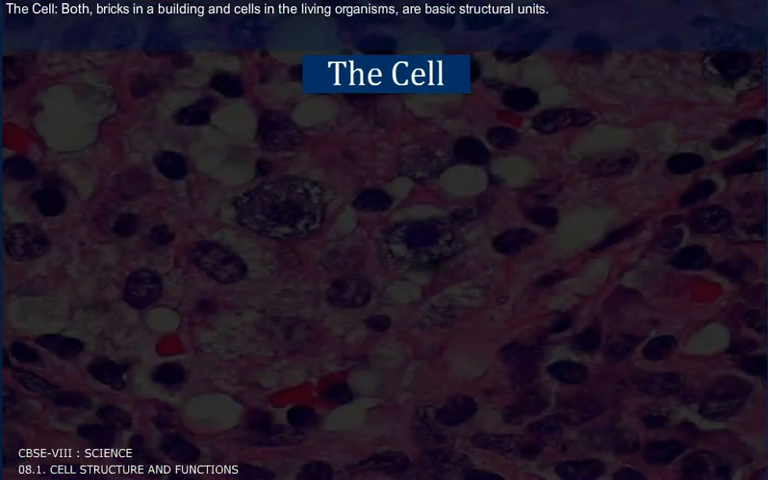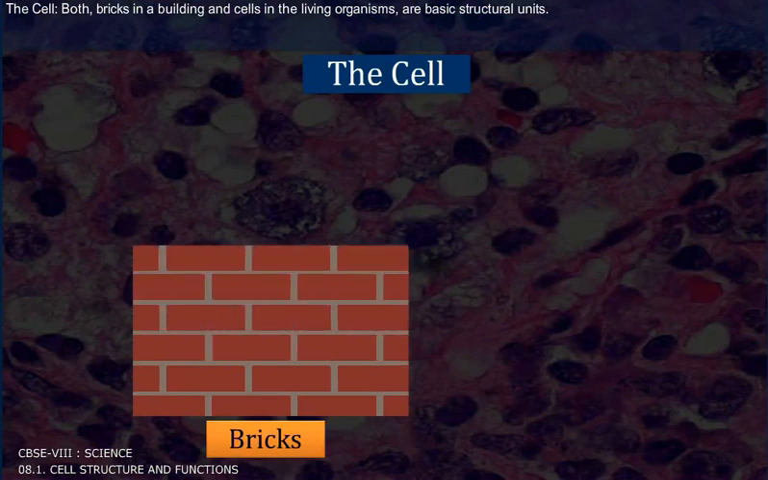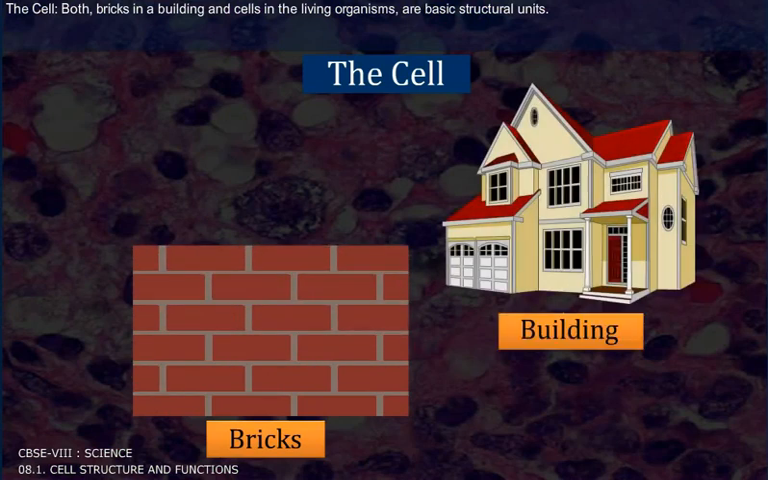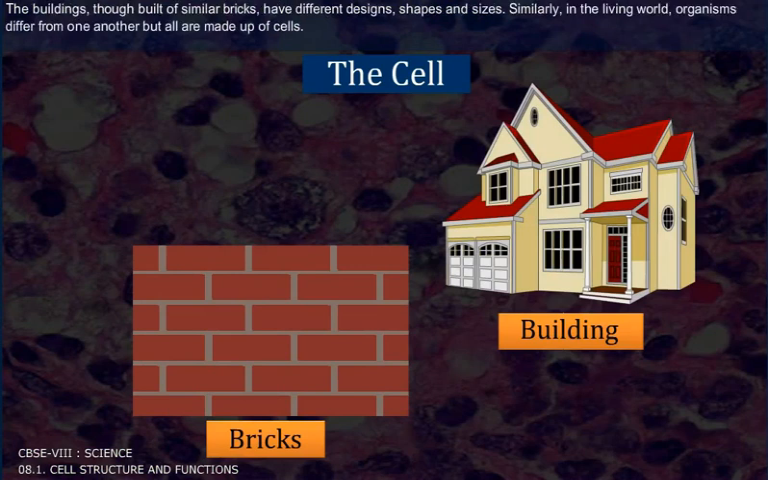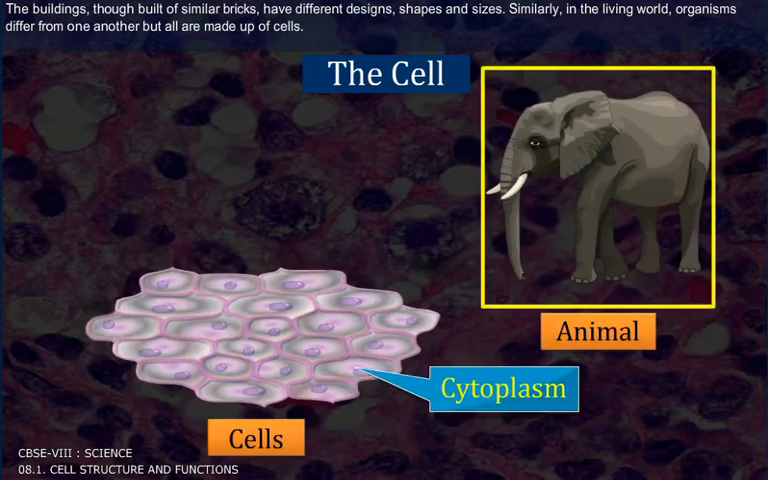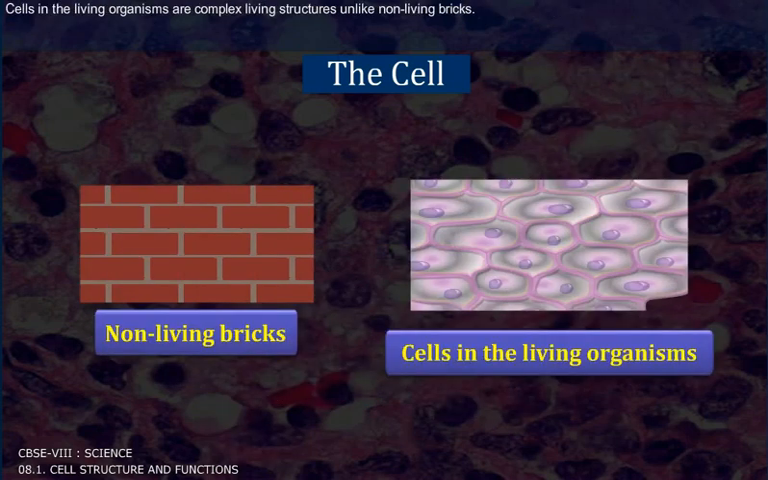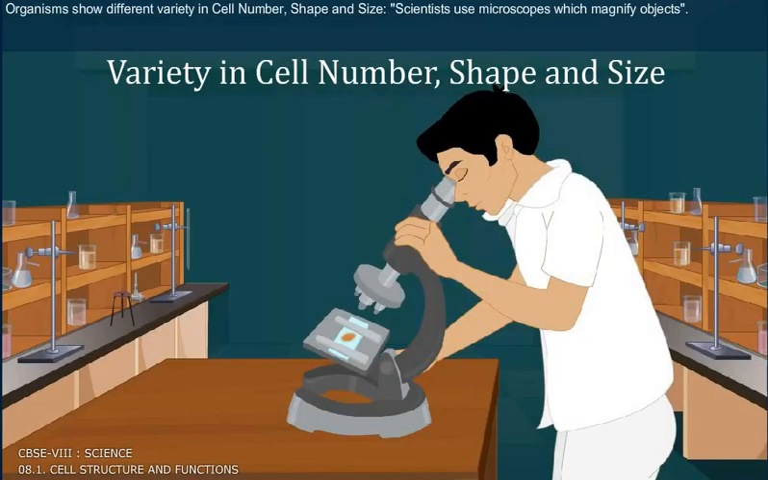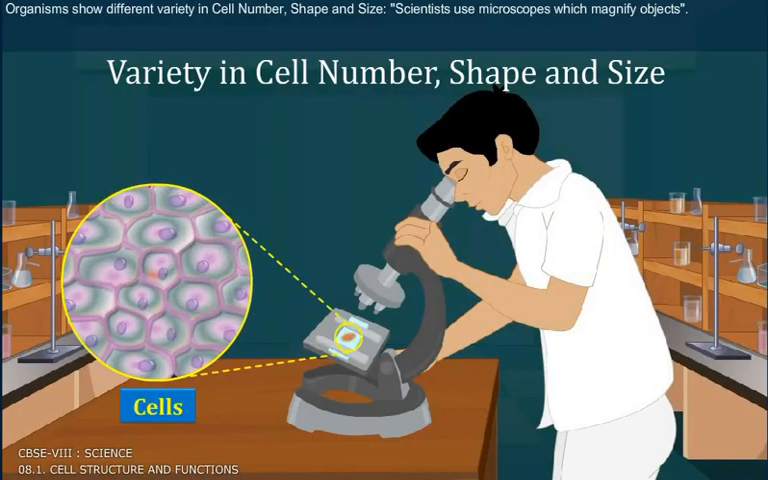The cell. Both bricks in a building and cells in the living organisms are basic structural units. The buildings, though built of similar bricks, have different designs, shapes, and sizes. Similarly, in the living world, organisms differ from one another, but all are made up of cells. Cells in the living organisms are complex living structures unlike non-living bricks. Organisms show different variety in cell number, shape, and size.